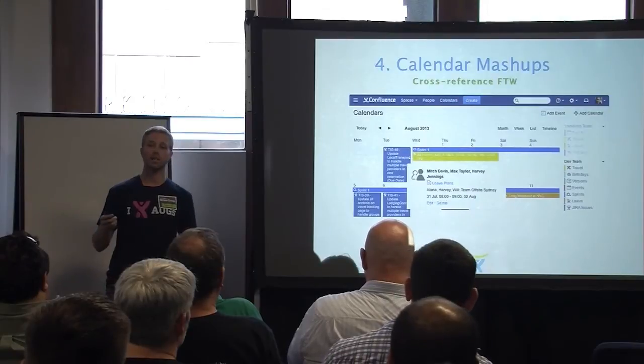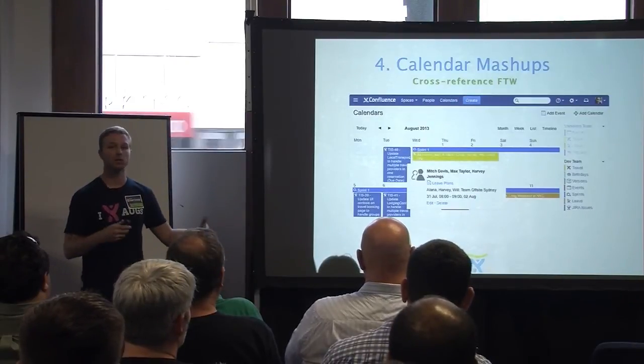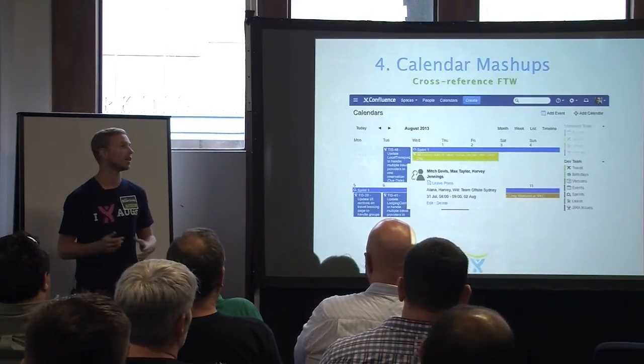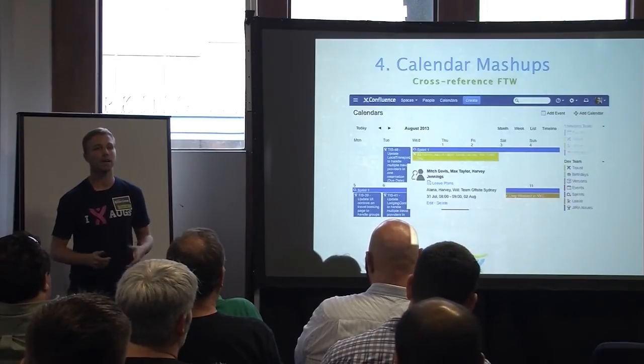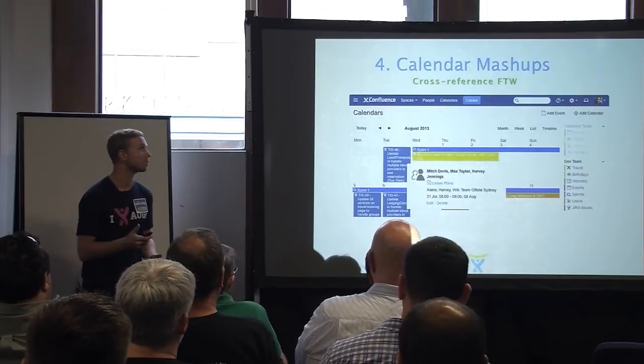Number 4, calendar mashups. Like I said, it's really good to mash up your team leave with the stuff you have going on in JIRA. Sprint planning, for instance: if you have 3 people out for your 2-week sprint, you might not get as much done. You can see that ahead of time and estimate a little bit better.